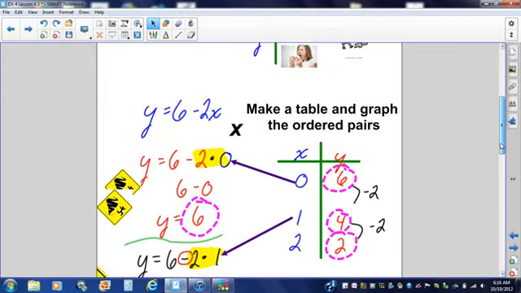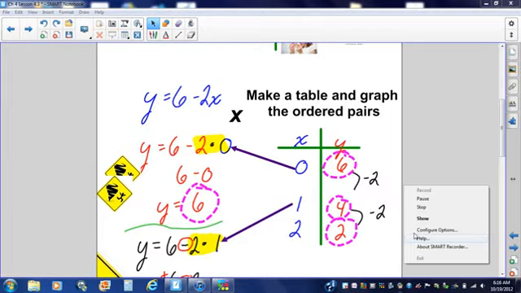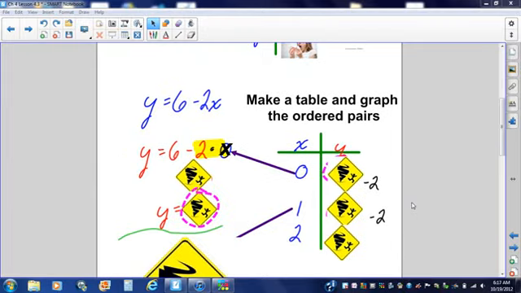What am I going to do? I am going to make a table. Graph the ordered pairs. Pick any numbers you want. I'm going to pick 0, 1, and 2 for my domain. I'm going to substitute, plug and chug, put in 0 for x.